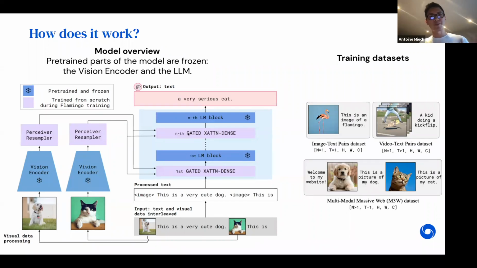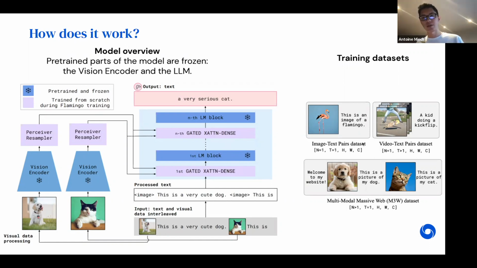One thing that is super important for this approach is to have the right training data. In particular, for Flamingo, we focused on only using web scale data. So we didn't use any computer vision dataset that was annotated for machine learning purposes. We tried to go on the web and get as many image and text data as possible. And we came up with three different datasets that were very crucial to the training of Flamingo.